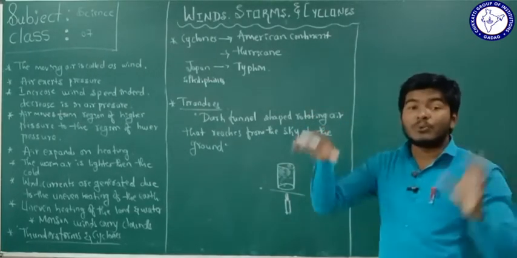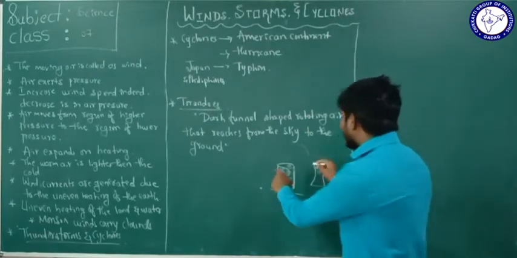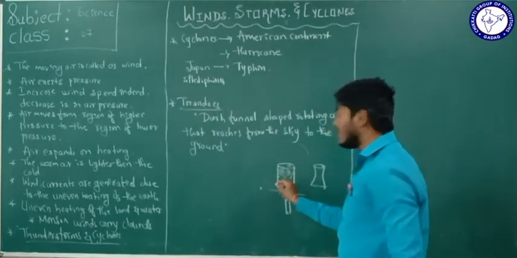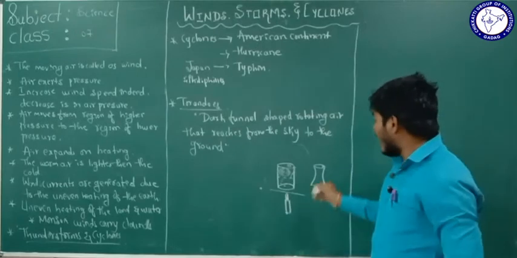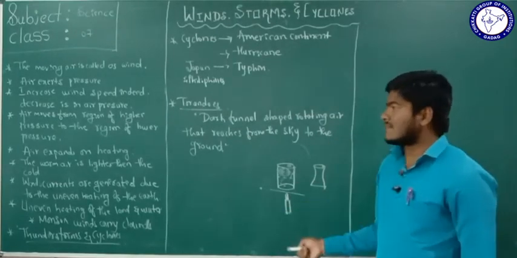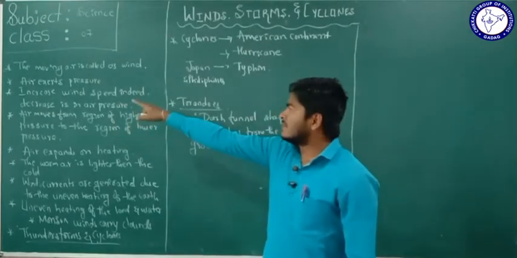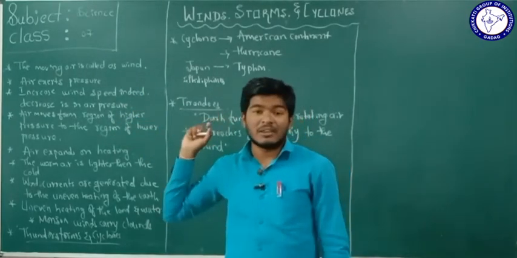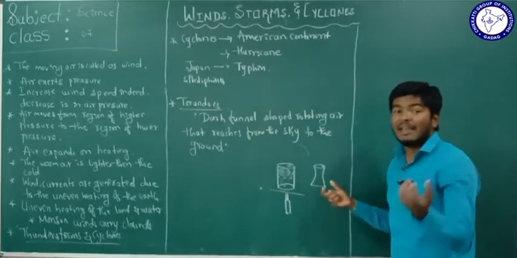When you pour the cold water, the air applies some pressure on the sides of the tin bottle, and therefore it will be tilted here. So this activity shows that air exerts pressure.